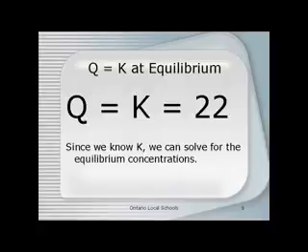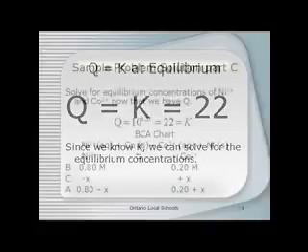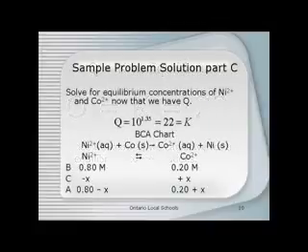Well, the good news is that at equilibrium, Q is equal to K. So we know that our value of K is equal to 22. Since we know K, we can now solve for the equilibrium concentrations. Here I set up a BCA chart. Actually, in reality, it probably should just be an ICE chart, but they will do the same thing for our purposes.